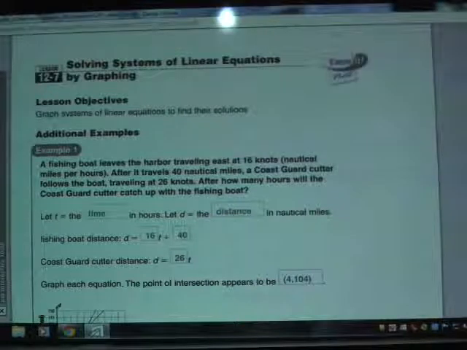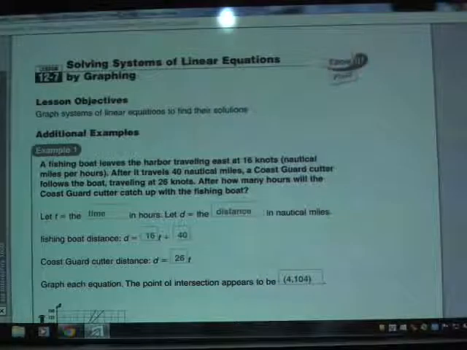All right, since it's in nautical miles per hour, t represents a time in hours. So if I'm talking about 1 hour later, okay, it's already gone the 40 miles, and then it's going to go the other 16 miles, 56 miles.